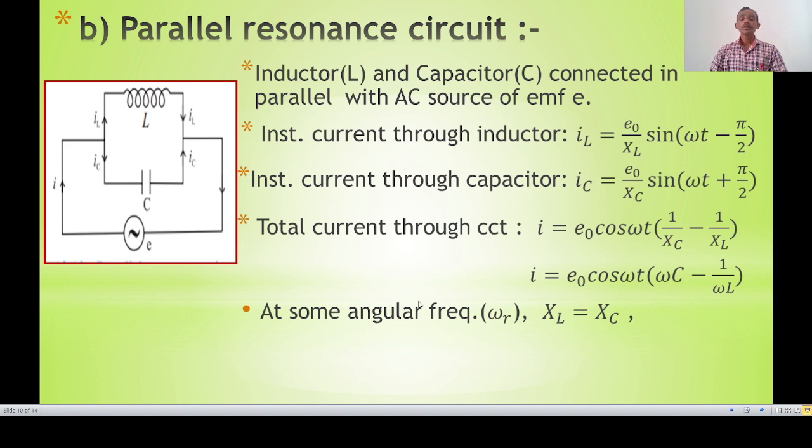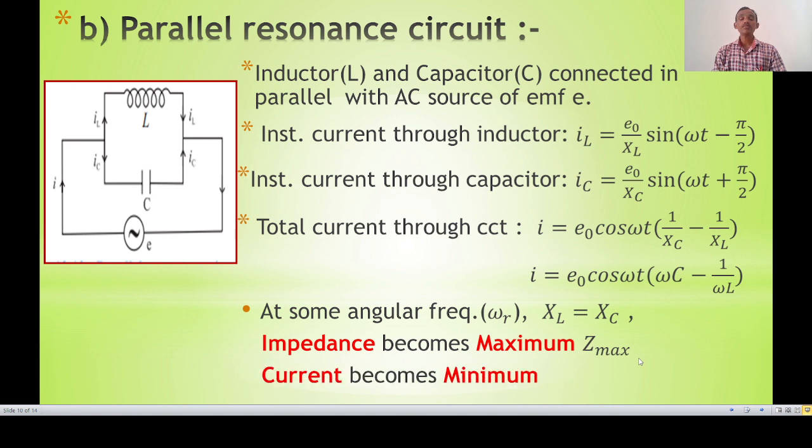Now, the inductive reactance and capacitive reactance depend on the frequency, and at some angular frequency these two reactances become equal. That is, XL is equal to XC. In this case, the impedance becomes maximum, that is Z max, and due to which the current becomes minimum. Impedance becomes maximum, and current becomes minimum in a parallel resonance circuit.